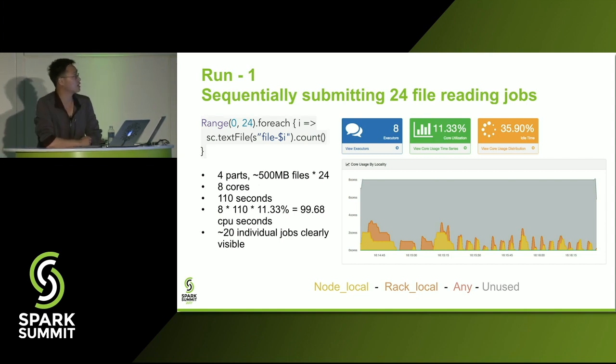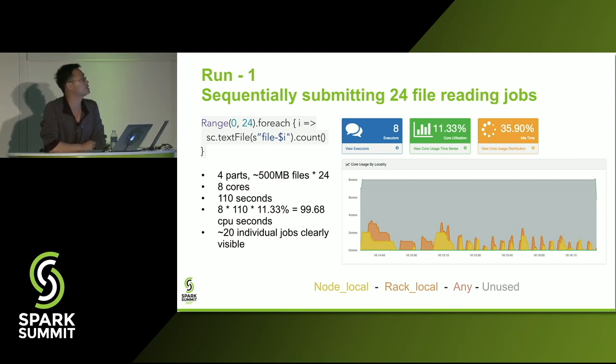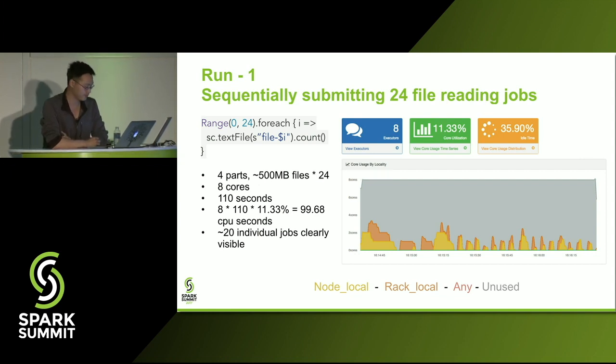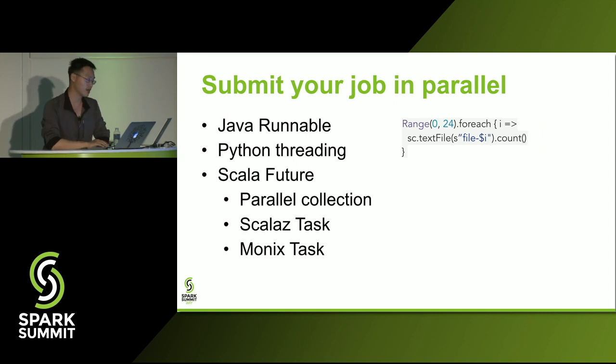Let's pay attention to some important stats. First of all, you have used 11% of the total CPU allocated to you by YARN. And then that equals 99 seconds of CPU time. So these are the things we can try to attack right now. What if we submit our jobs in parallel?